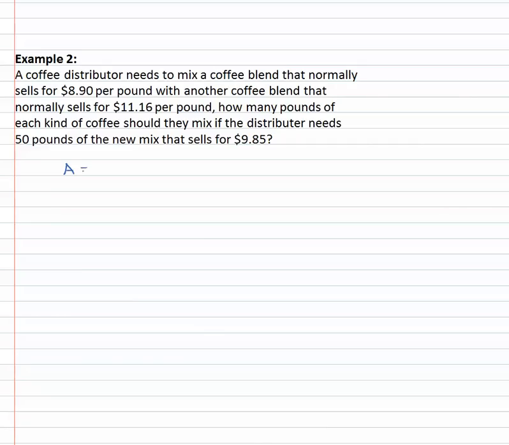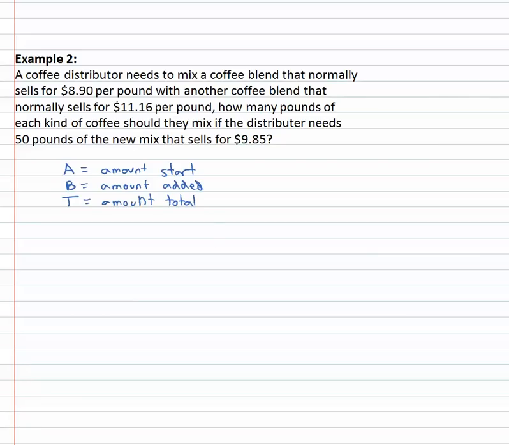So we have the amount that it starts with. We'll call that A. B is the amount that's added. And technically A and B are pretty interchangeable. And then T is the total, or the amount at the end, the amount total.